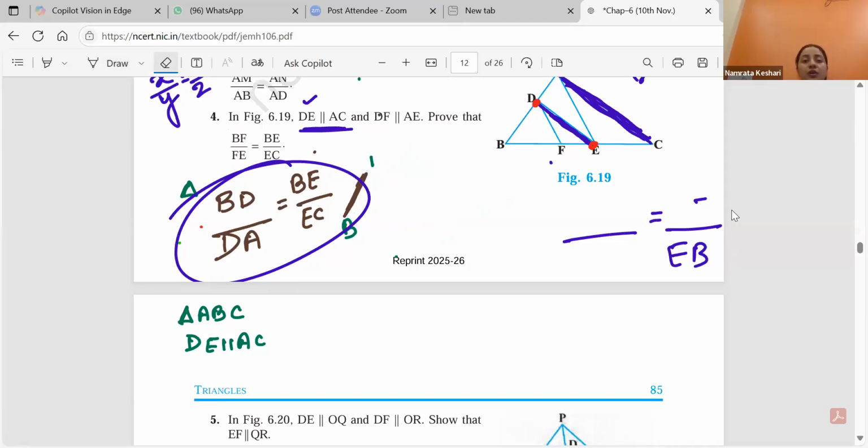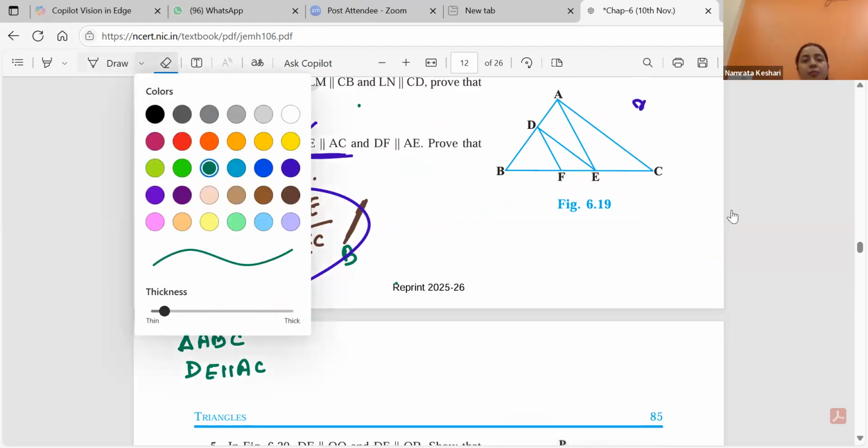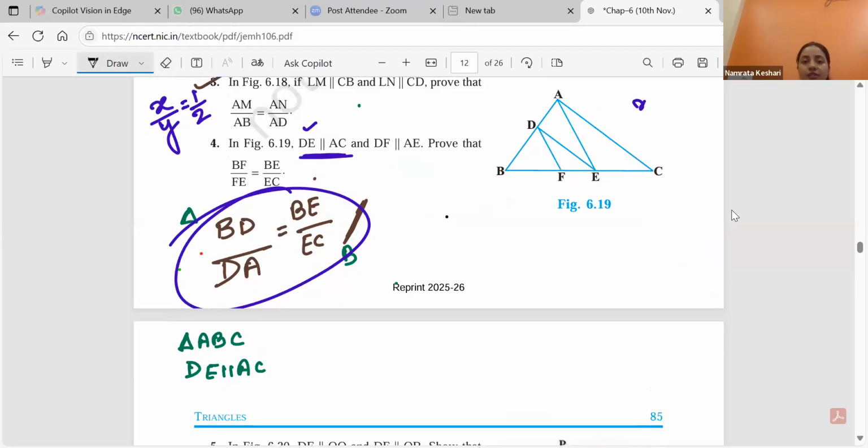Now one more condition is given to you, and this time you will tell me which triangle to pick. You can clearly see on the screen, this time it is given that DF is parallel to AE. I am highlighting DF, I am highlighting AE, and you will name the triangle. Ma'am, we should take the triangle AEB, right? Yeah, we will be taking triangle AEB.